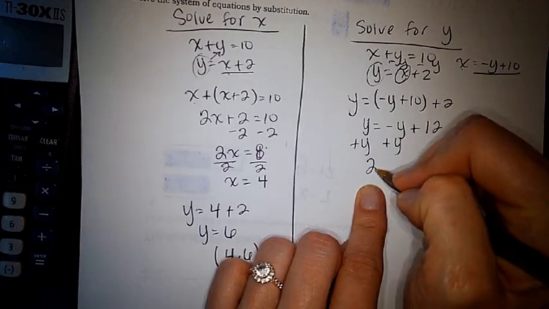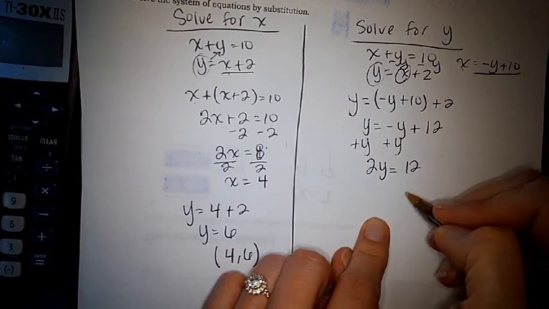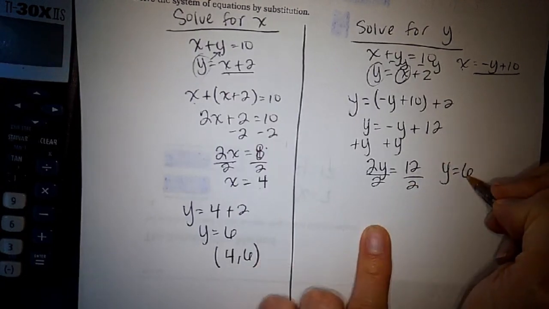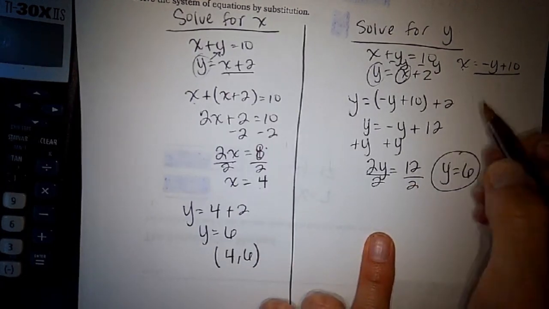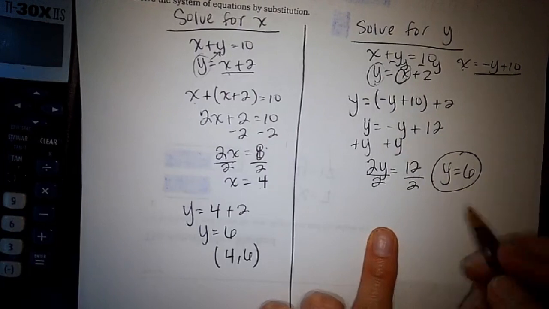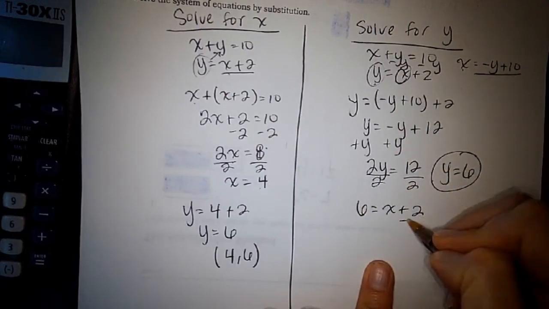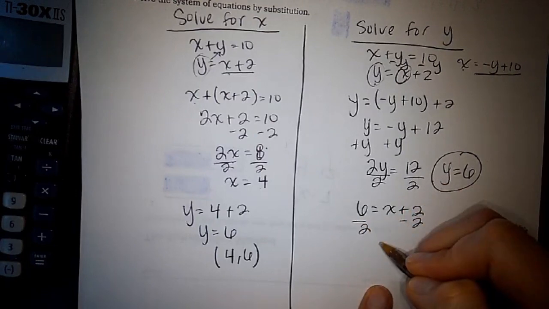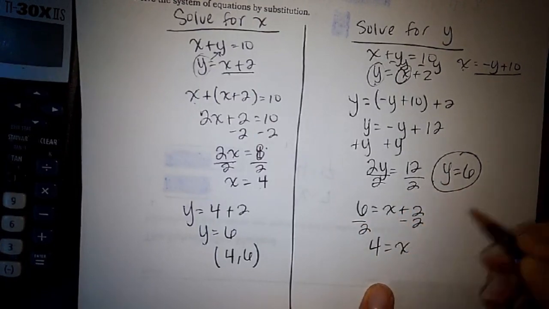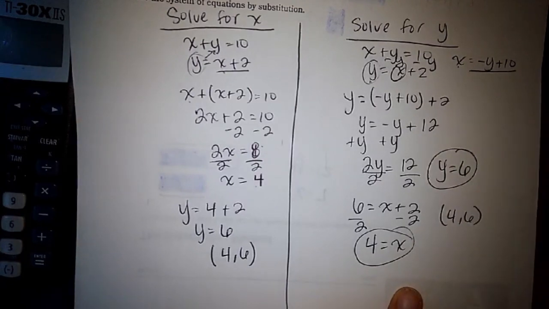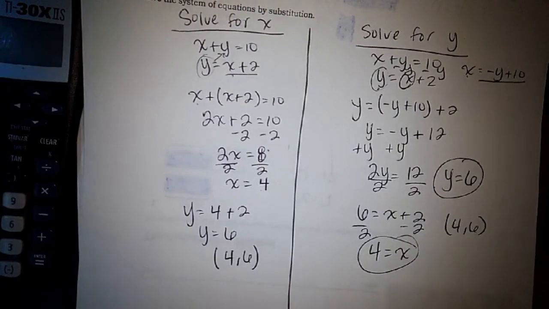Take this information and you can plug it in to solve for x. 6 equals x plus 2, minus 2, minus 2. 4 equals x. Again, 4 comma 6. This one was harder than this one. I picked the one that's the easiest to isolate.